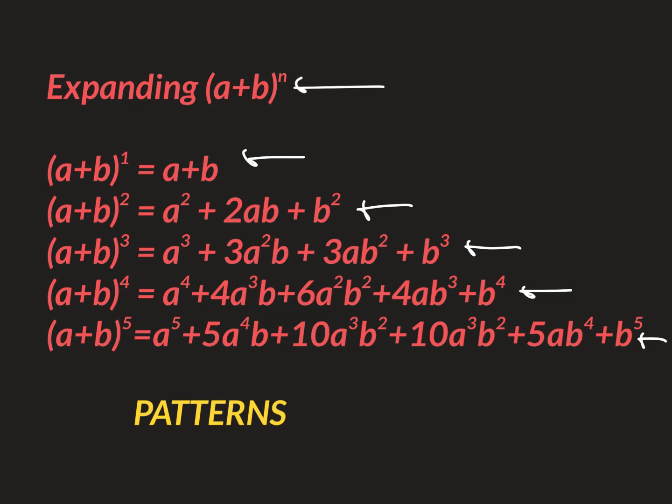First pattern is there's always one more term in your answer than what your main exponent is. Like a plus b to the first power had 2 terms. A plus b cubed has 4 terms. A plus b to the fifth has 6 terms in the answer.